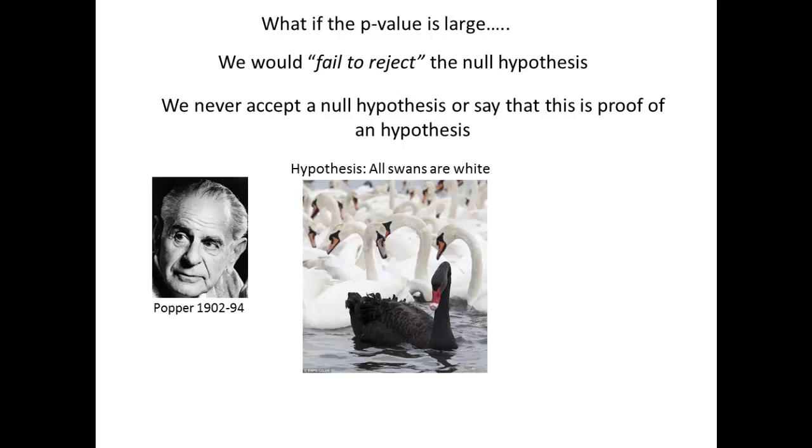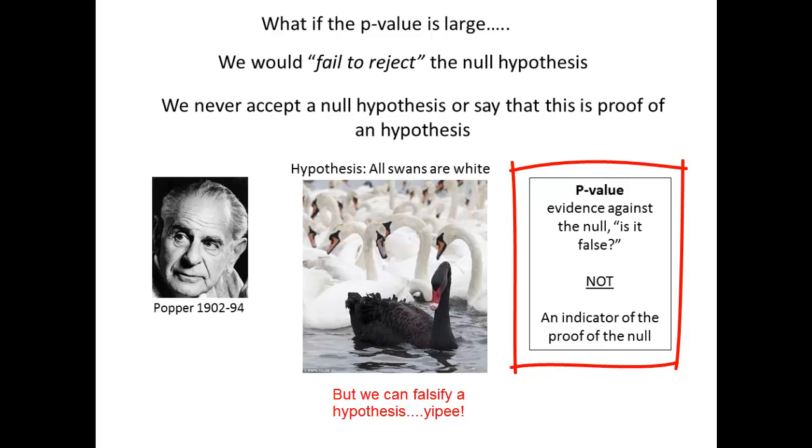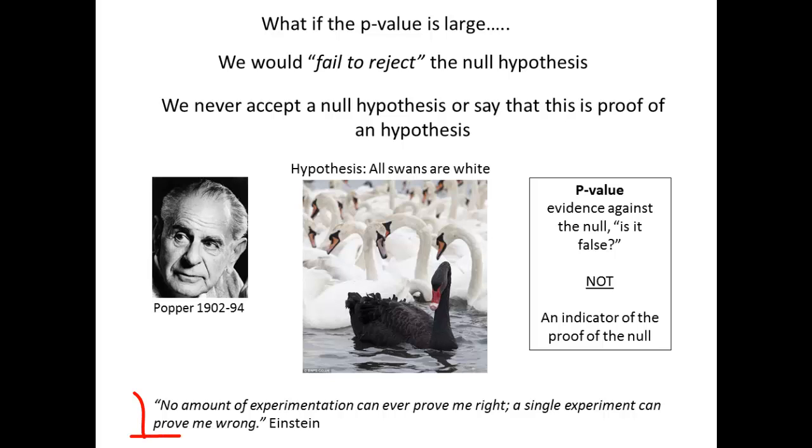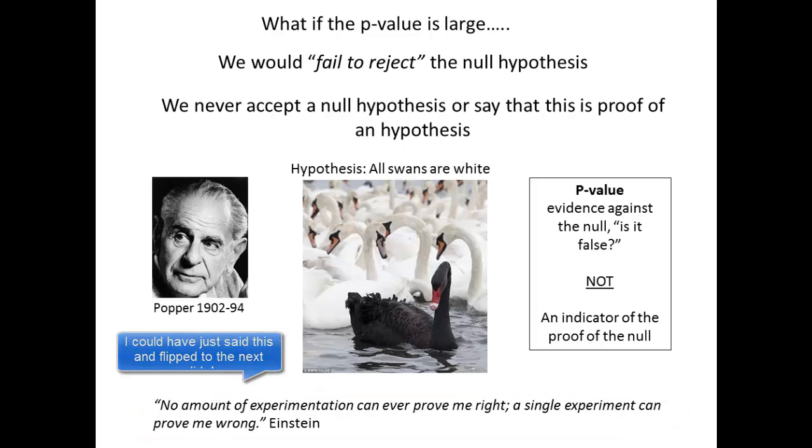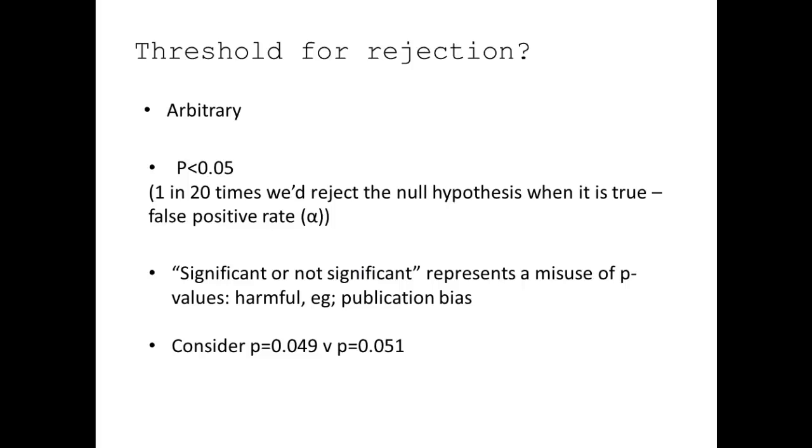However, we can disprove or falsify a hypothesis by looking for observations that are unlikely under that hypothesis. And the p-value is an indication of the strength of evidence against the null. Is it false? It is not an indicator of proof of the null. And Einstein captures this beautifully in a letter to Popper, where he states that no amount of experimentation can ever prove me right. However, a single experiment can prove me wrong. So the p-value reflects whether this difference we observe could be due to chance.